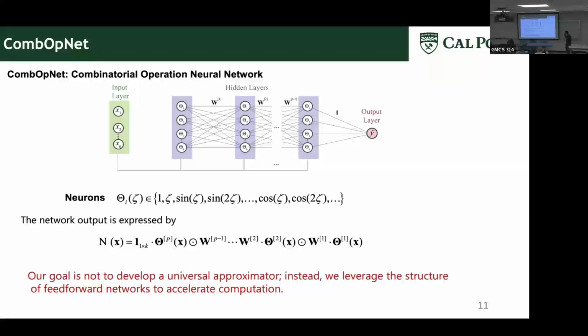One thing I want to mention here is our goal is not to get a universal approximator. Instead, we're trying to use this feed-forward network to accelerate our computation, because it's so easy for us to get all these possible combinations. If you do it the hard way, think about the previous factorial formula, it's going to take you forever. But with this one, you just stack those layers.